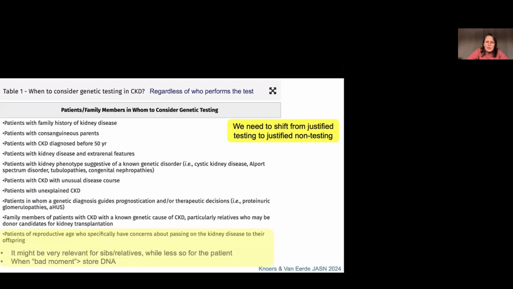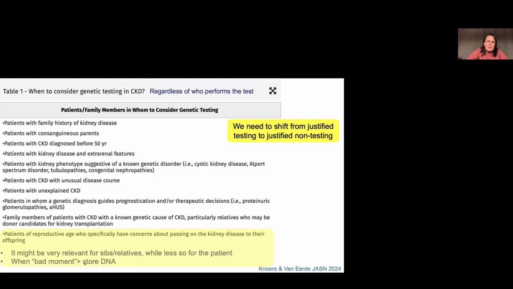So you've seen these lists, which Hila and Ali have shown you, about which patients are eligible to be offered genetic testing. But I did want to add two things in yellow. First of all, sometimes we don't realize that being of reproductive age and having concerns about passing on the kidney disease to offspring might be a reason in itself to offer genetic testing, even if you think the a priori chance is not that high. It might be very relevant for siblings or relatives, while less so for the patient. So even if for your own patient you don't need it, it might be worthwhile for the relatives.